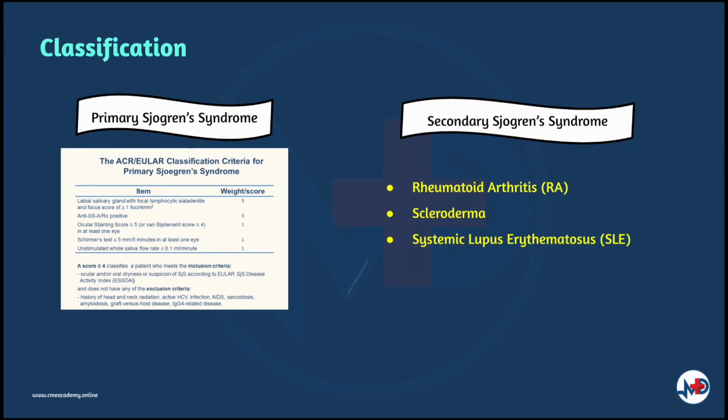Sjogren syndrome is classified into primary or secondary. Primary Sjogren syndrome occurs in the absence of an underlying rheumatic disorder. Secondary Sjogren syndrome, on the other hand, is associated with an underlying rheumatic disorder such as rheumatoid arthritis, scleroderma, and systemic lupus erythematosus. The ACR-EULAR classification criteria for primary Sjogren syndrome include inclusion variables that are weighted. A total score of 4 and above classifies a patient as meeting the inclusion criteria and is suspicious of Sjogren syndrome provided they do not meet any of the exclusion criteria.